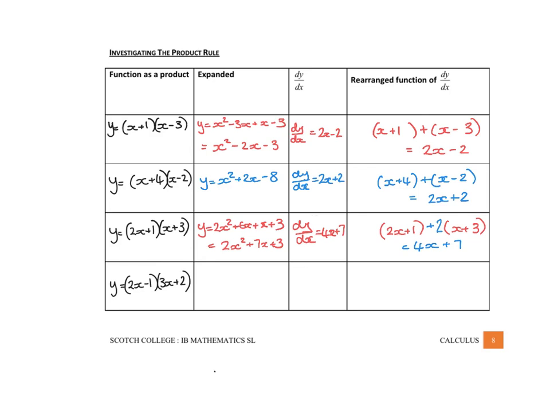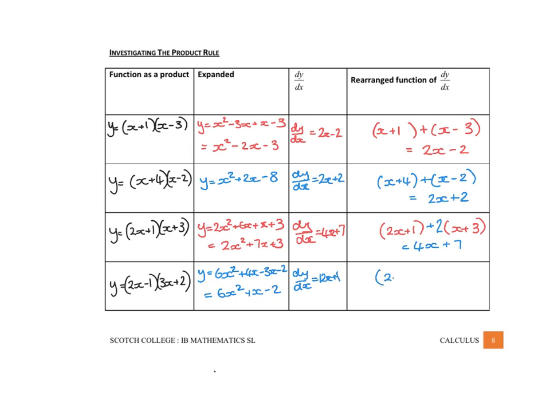Okay, we'll do one more. When we expand this one out, we get y equals 6x squared plus 4x minus 3x minus 2, which is 6x squared plus x minus 2. When we differentiate that, we get 12x plus 1.